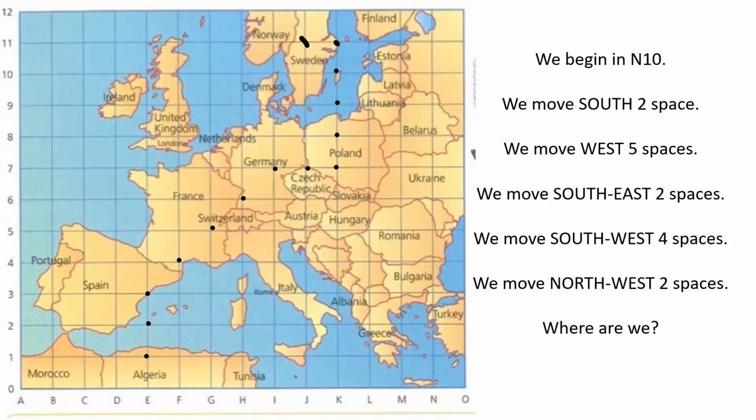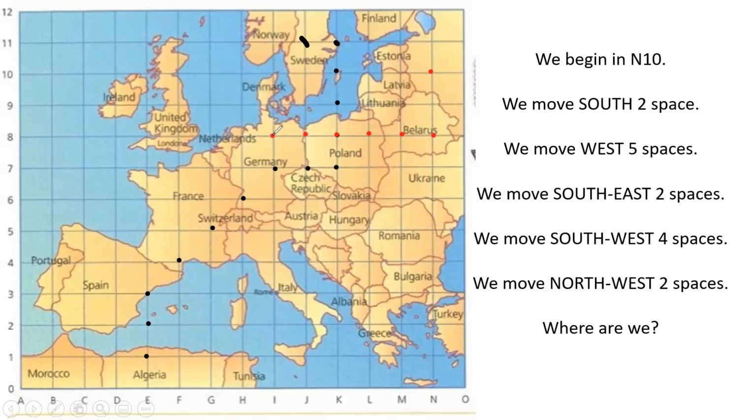Okay, so we start off at N10. So here is N down here. Let's go up to number 10, which is here. Okay, we move south 2 spaces. 1, 2. We move west 5 spaces. 1, 2, 3, 4, 5.